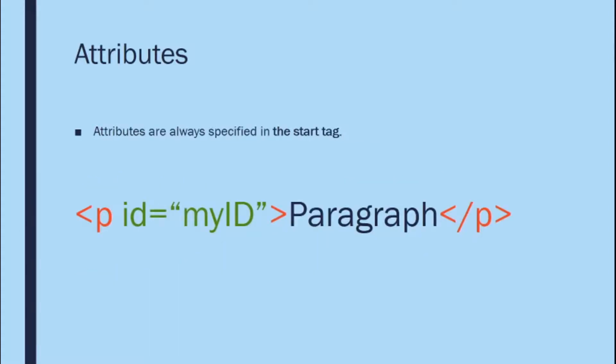Attributes are always specified in the start tag. No space is allowed to exist between the opening bracket and the tag name. And likewise, space is not allowed between the opening bracket and the forward slash of the closing tag.